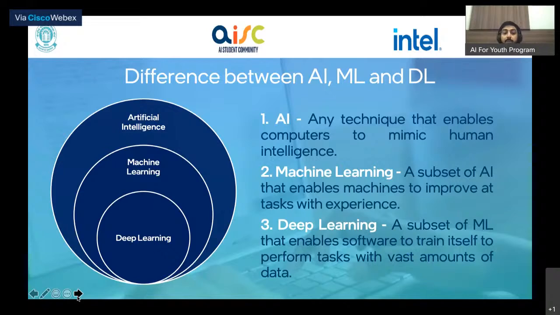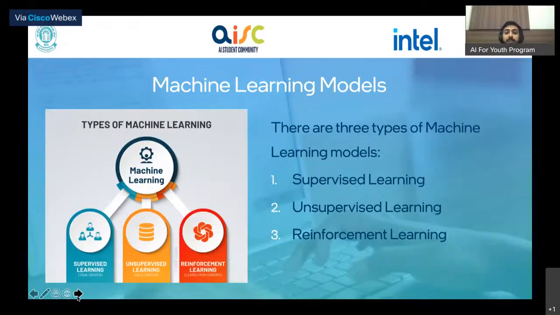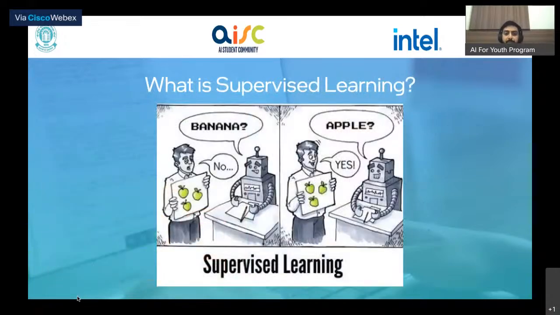Okay, so now that we have understood the difference between AI, ML, and DL, let's take a look at some of the machine learning models. There are three types of machine learning models which we can broadly categorize into supervised, unsupervised, and reinforcement learning. What is supervised learning? Take a look at this example here. In supervised learning, we are supervising the learning that the machine does, right?